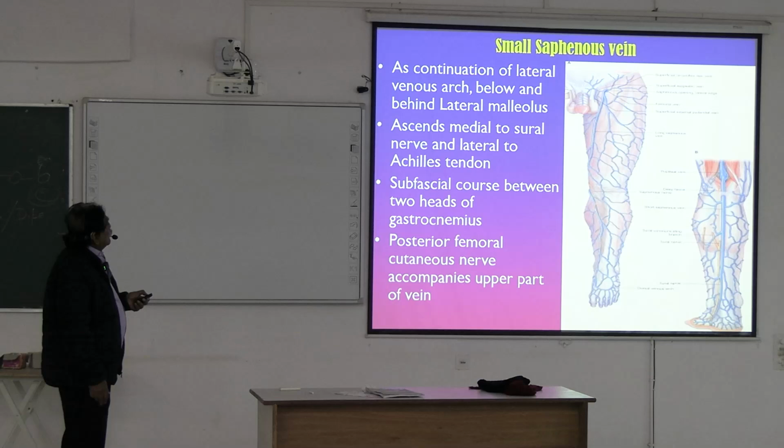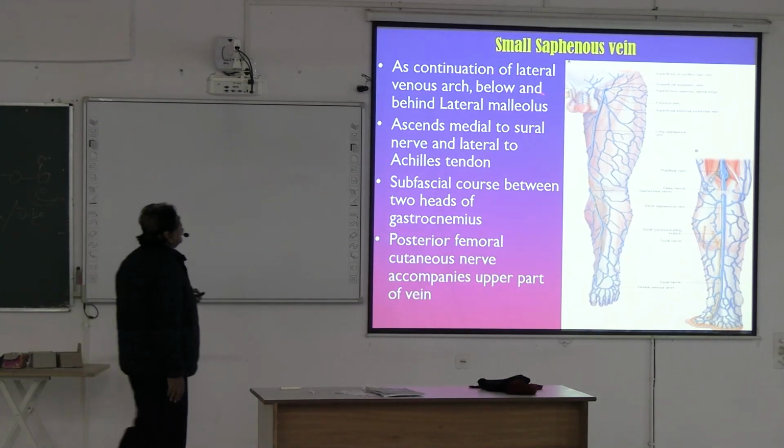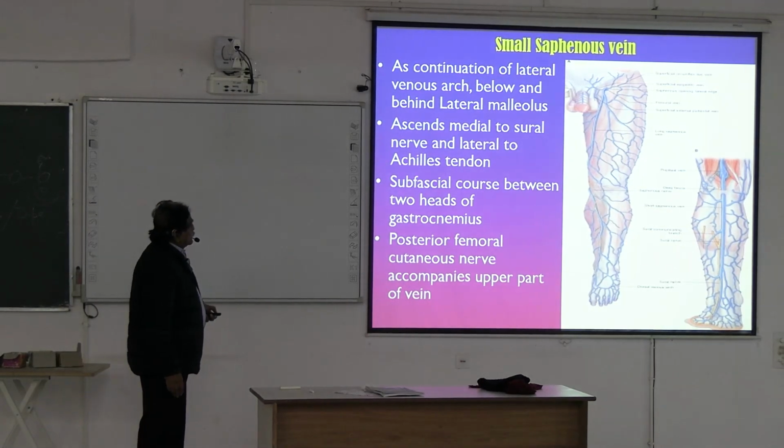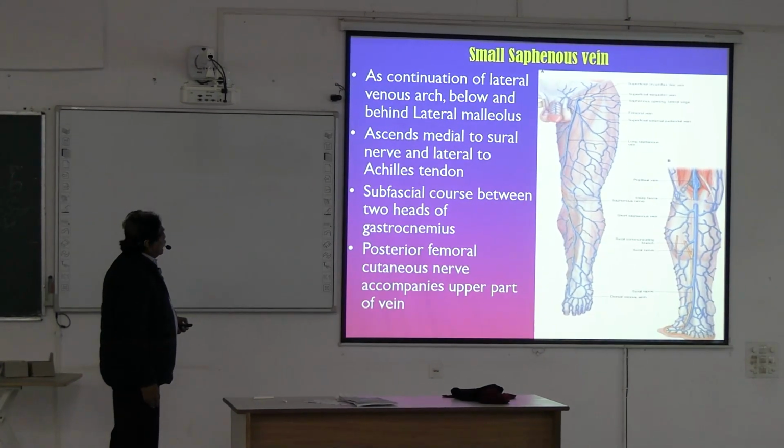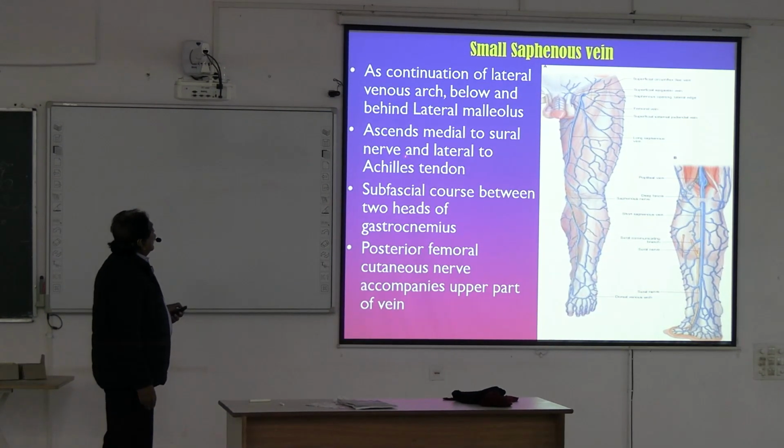Now, a small saphenous vein as continuation of lateral venous arch below and behind the lateral malleolus. Ascending medial to the sural nerve and lateral to the Achilles tendon. The Achilles tendon here. This is the posterior picture. Subfascial course between the two heads of gastrocnemius. This is the two heads of gastrocnemius. And posterior femoral cutaneous nerve accompanies the upper part of the vein.